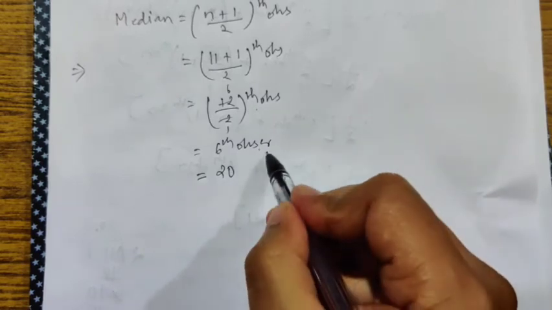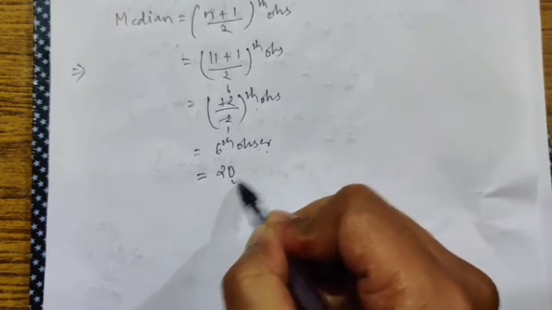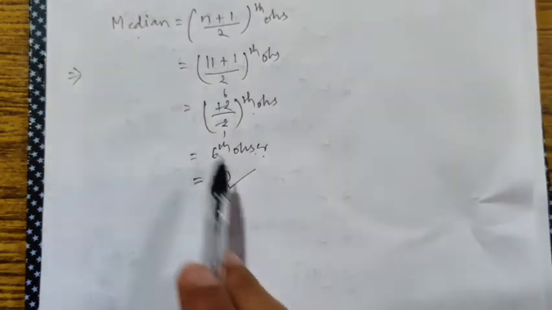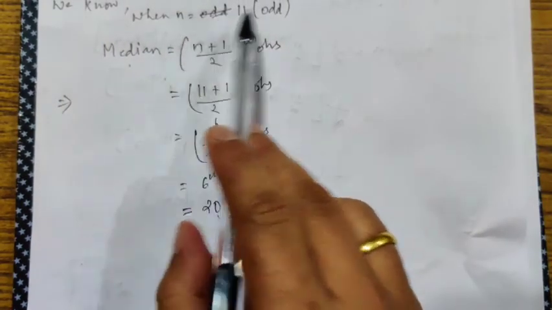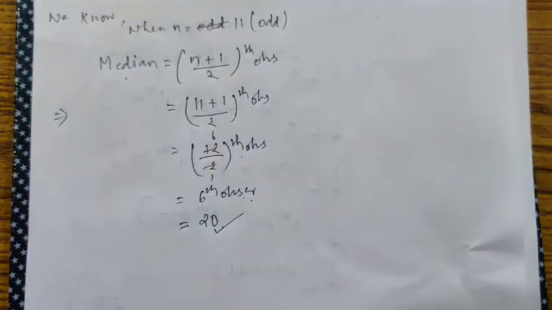Many students finish it out here. That's wrong. You have to come till here. So this is the median. This formula is used for odd. Is it okay or not, people?